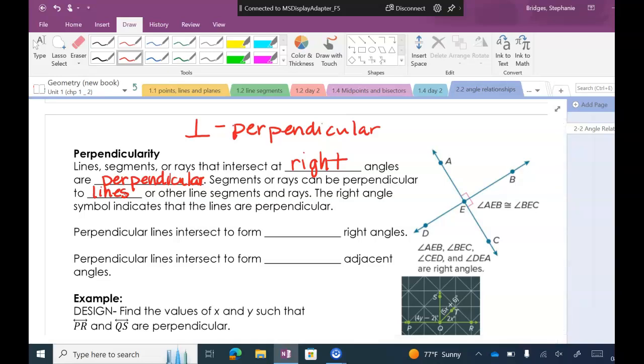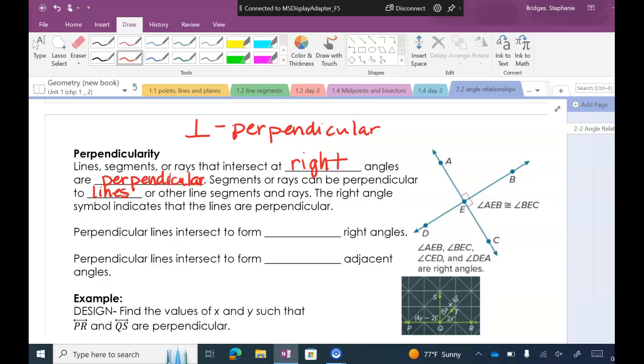So if I have two lines that intersect, what I'm going to do so that you know that they are perpendicular is I'm just going to put a little box in one corner. Does that mean that's the only corner? That's the only right angle? No, all four of these are right angles, but I will put one box there. That lets us know that those lines are perpendicular.